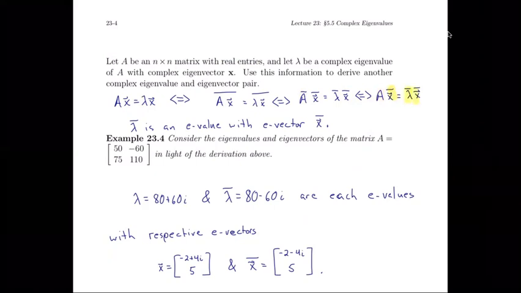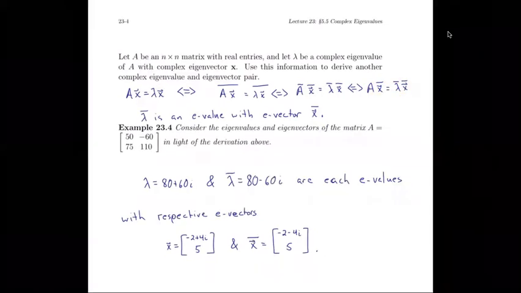And this tells us that x bar, the complex conjugate of our original eigenvector x, as well as lambda and its complex conjugate lambda bar, form another eigenvalue-eigenvector pair, lambda bar and x bar. Right, and that's what this says below. Lambda bar is an eigenvalue with eigenvector x bar. We've just proven this generally.